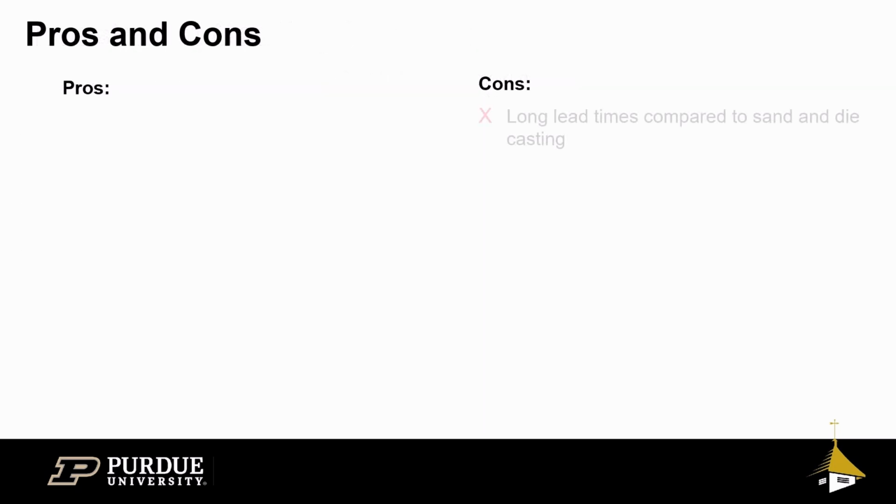So, from these steps, you can tell that this is a very time consuming process, requiring more steps and longer lead times than sand and die casting. This problem is exacerbated when you consider that your casting process will need to be validated using hundreds of trials without seeing a single defect before it can be implemented for production.